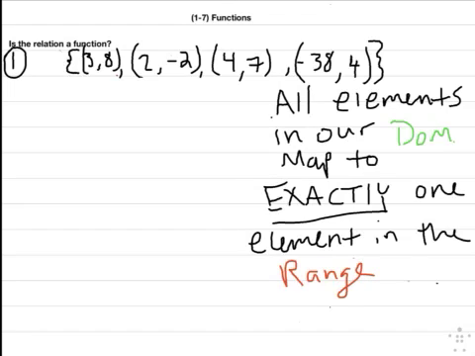So that's the question we're going to ask ourselves when we look at a set of ordered pairs and see, okay, is this thing a function? Well, I want to check, do all of the elements in the domain map to exactly one element in the range? In other words, do all of our input values or our x values give us exactly one output? So we can't have two outputs for one input. And the easiest thing to do is take a look at this example. So let's go ahead and do that first.